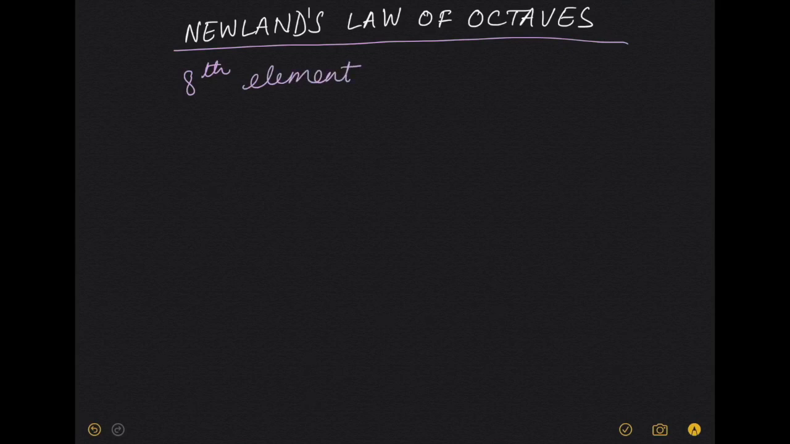had properties similar to the properties of the first element, just as the 8th note of a musical octave is the same as its first note. So he observed this, and Newlands gave his law of octaves for classification of elements. According to this law, when elements are arranged by increasing atomic mass, the properties of every 8th element starting from any element are a repetition of the properties of the starting element.